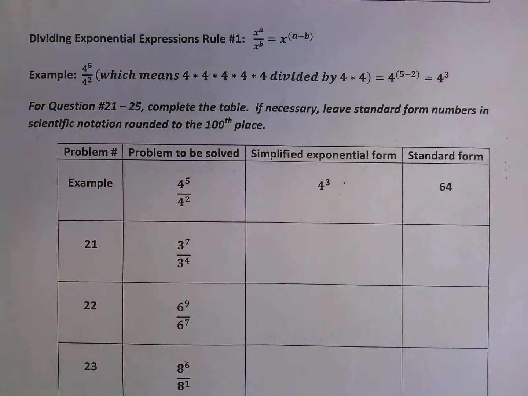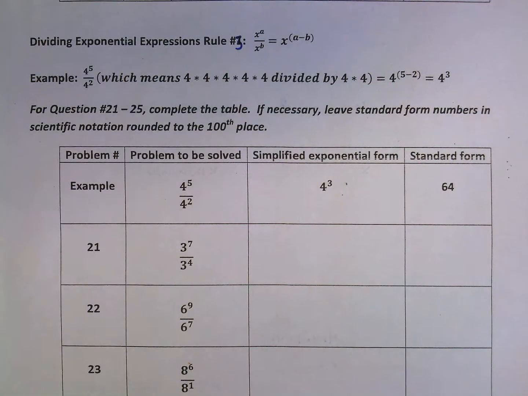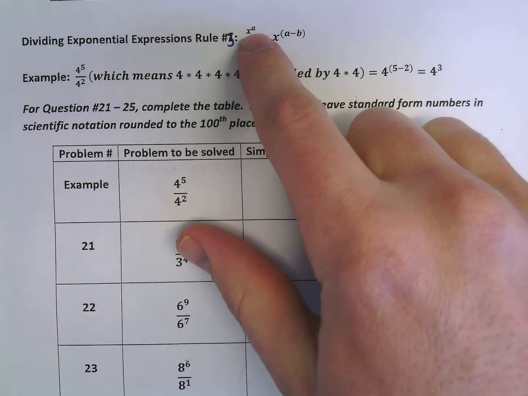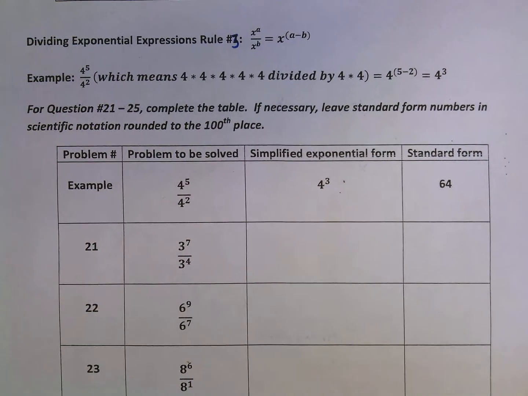All right, the third and final rule that we're going to look at, and I should say 3 right there, not that it matters too much, is the quotient property with exponentials. So when we're dividing one exponential by another with the same base. Again, just like for multiplication, the key thing here is we have the same base. This will only work if we have the same base.